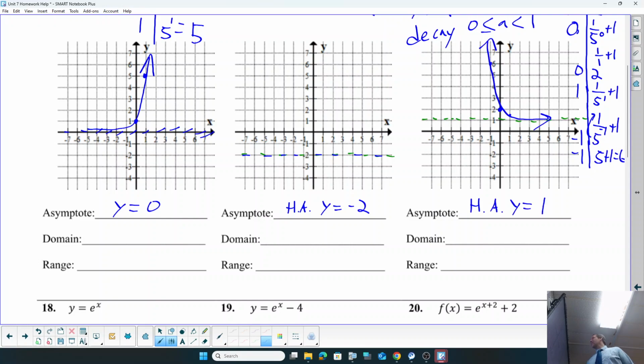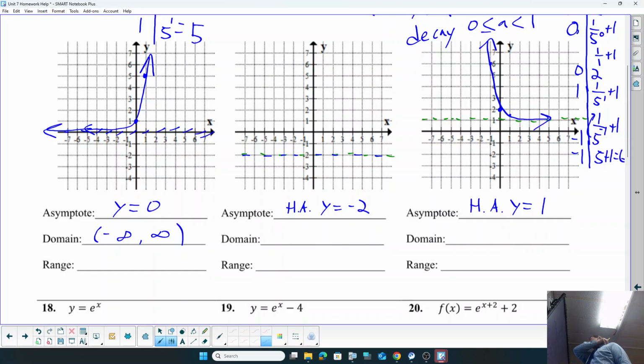The domain. As we go from left to right, it's going to be negative infinity to positive infinity, because there will be a value as we go to the left forever, and as we go to the right, forever. Just double check. Yep, that's looking good to me.